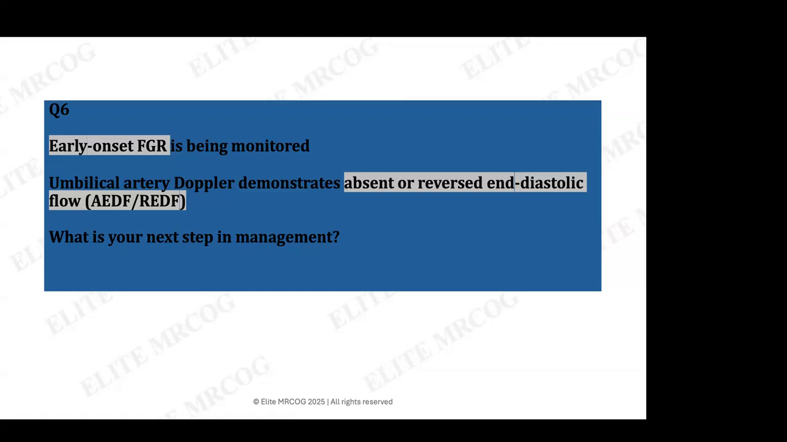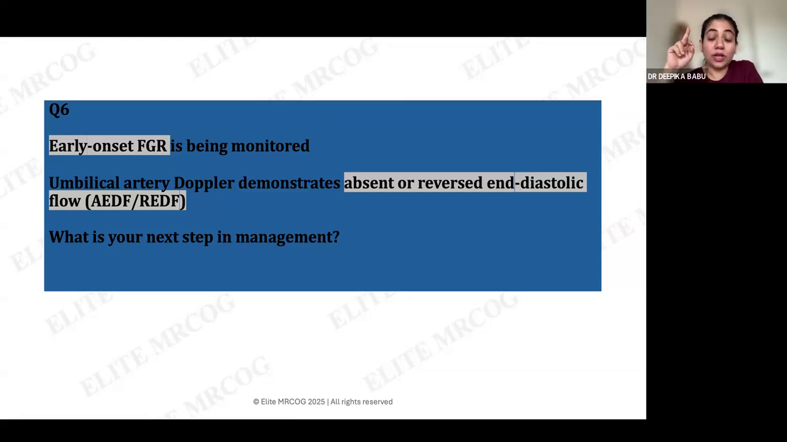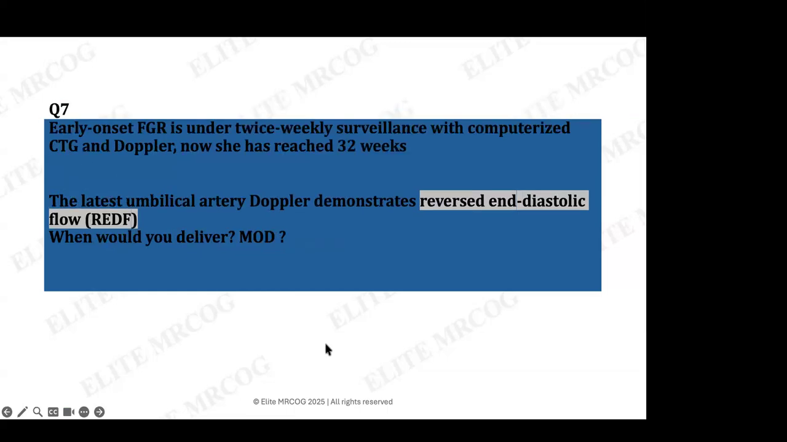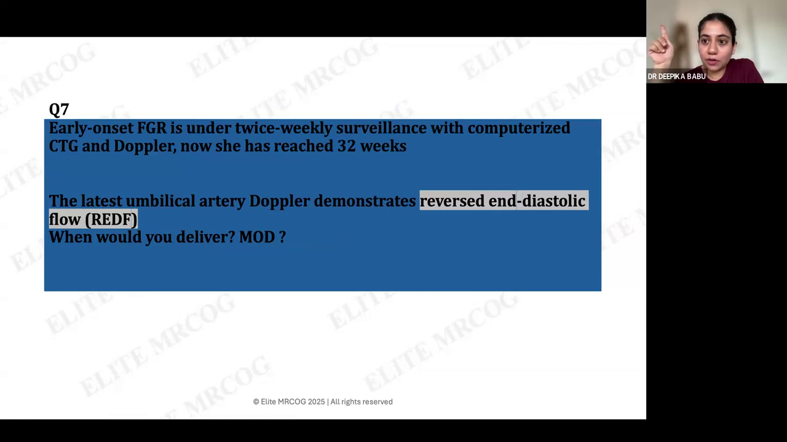Twice weekly, yes, CTG or ductus venosus. Ductus venosus and CTG, correct. Twice weekly Dopplers, twice weekly computerized CTG or your ductus venosus is something that you're going to do. Okay, clear up till now? Next. Early onset FGR is under twice weekly surveillance with computerized CTG and the ductus Doppler.